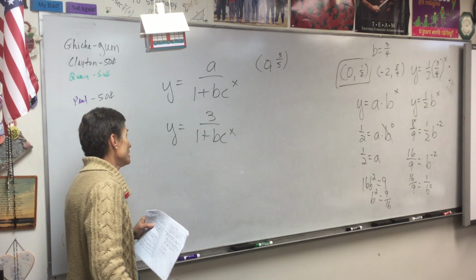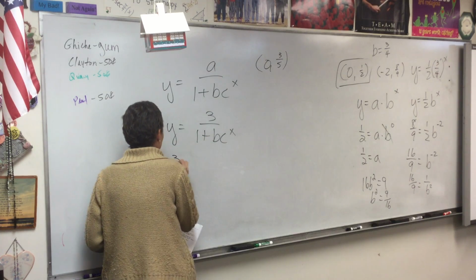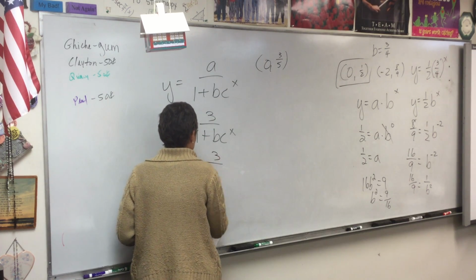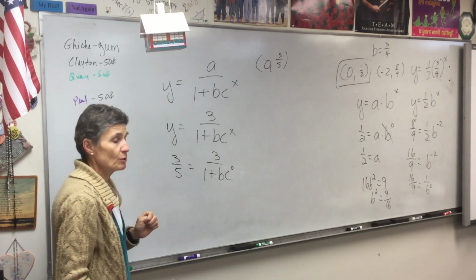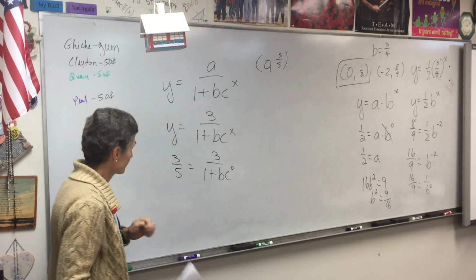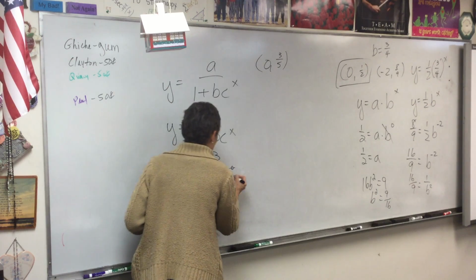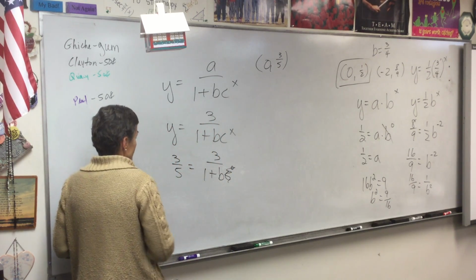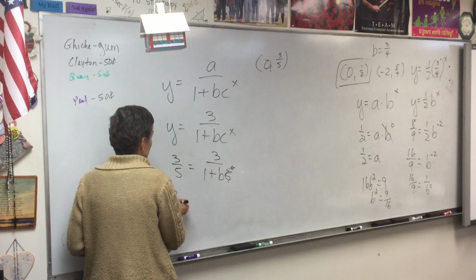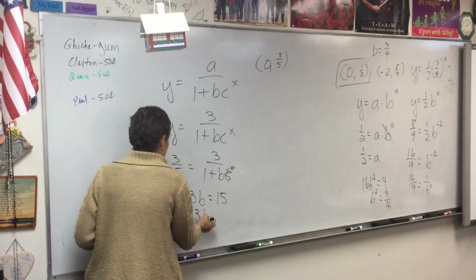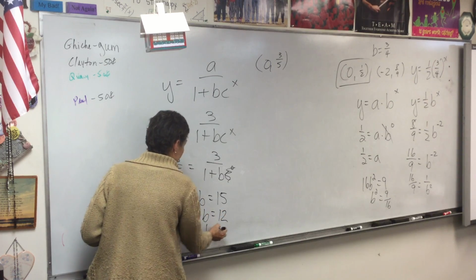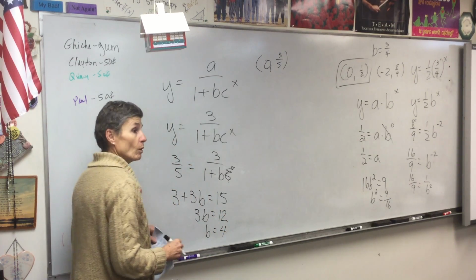Good. So we're going to plug in 3/5 for y and 0 for x. And what's the beauty of that? This is just 1, right? So now we can cross multiply and distribute. So 3 plus 3b equals 15. So 3b equals 12, and it looks like b equals 4.